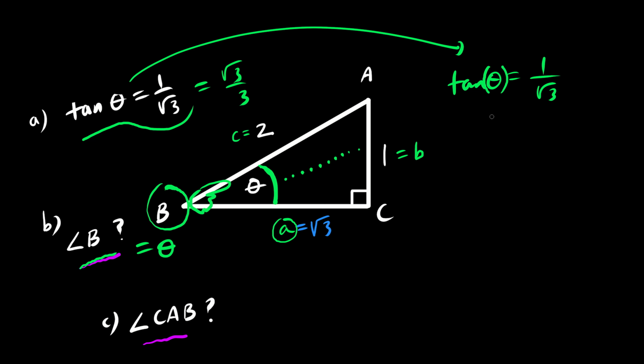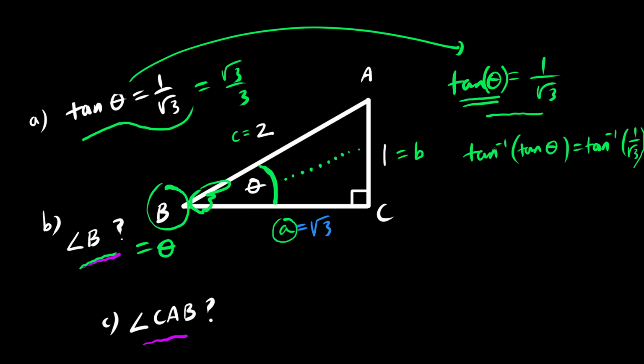As a fair Canadian judge, we're going to take the tan inverse of both sides. So we're going to take the tan inverse of the left side, and we're going to take the tan inverse of the right side, which is 1 over root 3. So what is the left side? The left side happens to be tan theta, this part here.